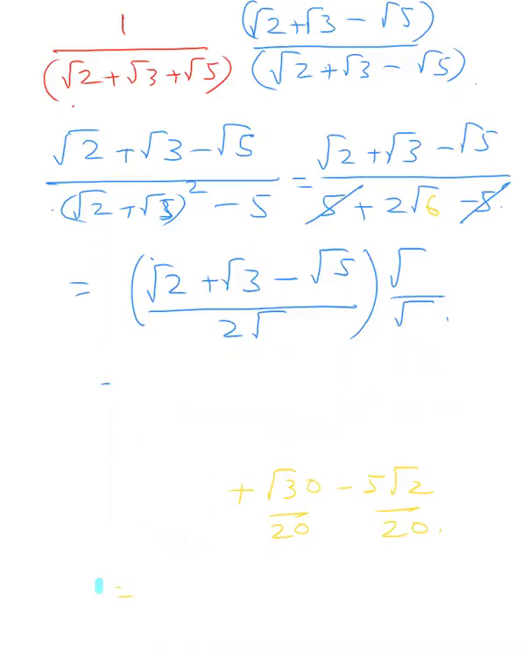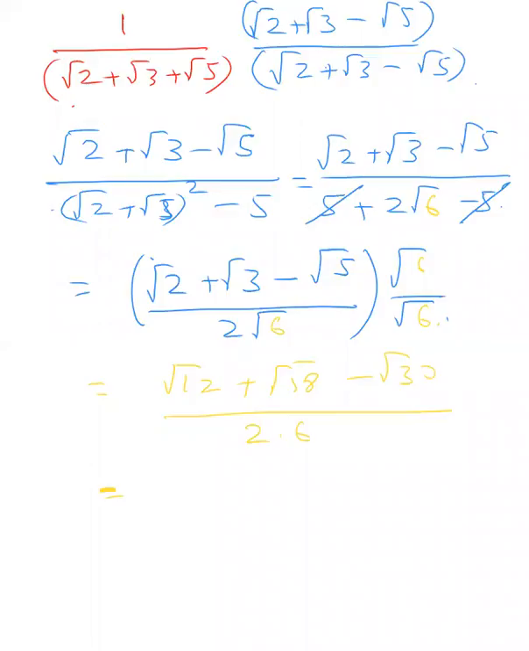Right? So accordingly, we have to multiply with the numbers that we require in this. So this is root 6, right? Coming and multiplying with root 6. So this is coming as root 12 plus root 18 minus root 30 upon 2 into 6, 12. So again, look into this one. Root 12 is 2 root 3 plus 3 root 2 minus root 30 upon 12. Or we can again cancel out. So very good. Thank you.